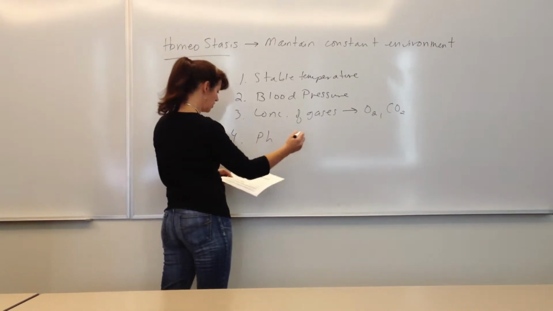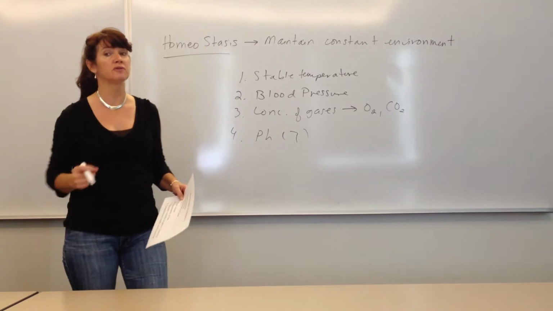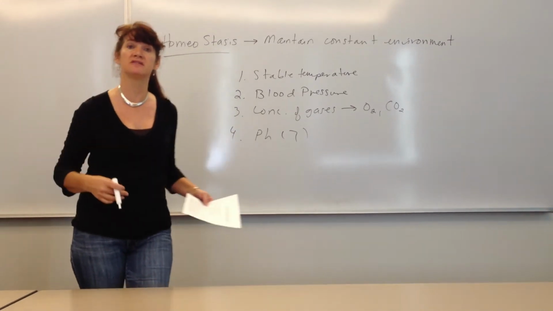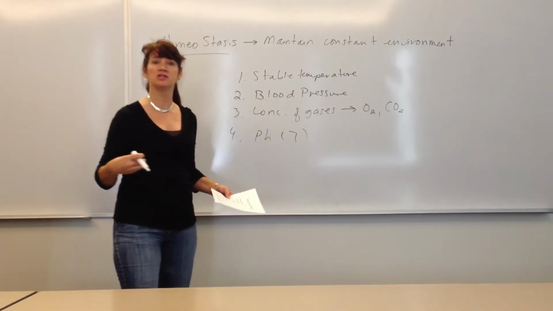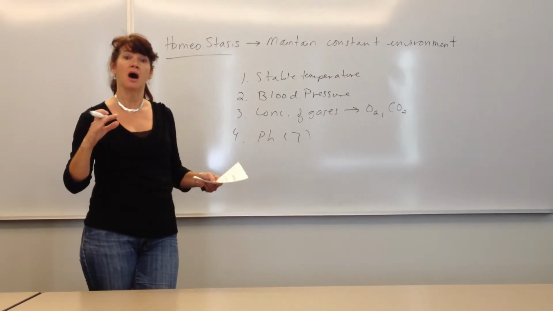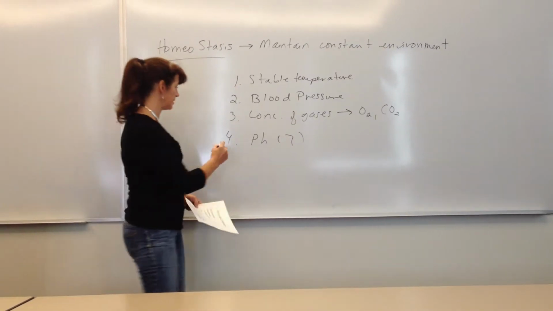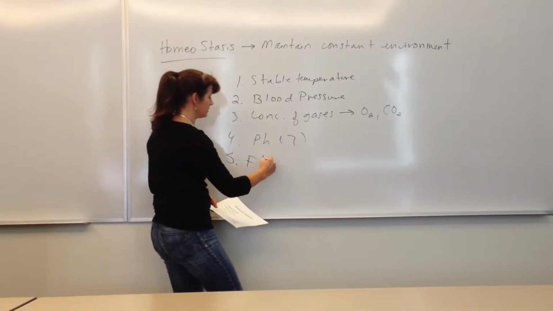pH, the majority of your body is at about a 7. Now, that's not true for like your stomach, for instance. Your stomach is very acidic, and the pH in your stomach is closer to 2. But the majority of your body needs to be at a very neutral pH, or in some cases a little bit towards basic.